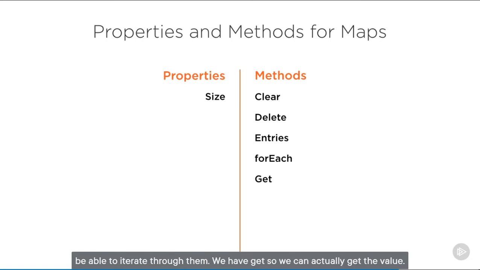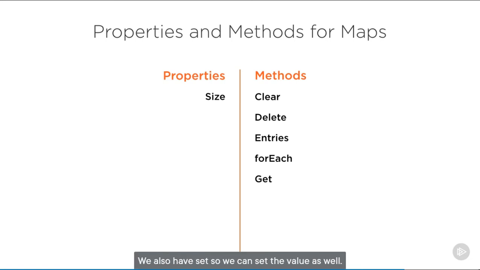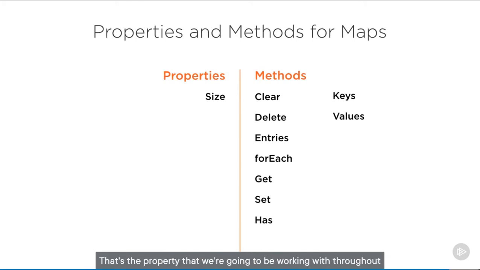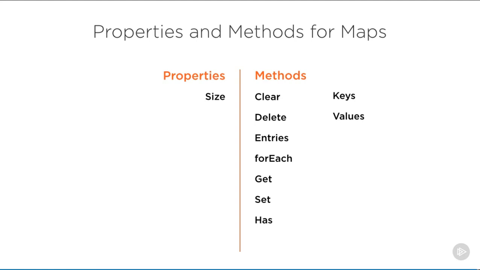We have get, so we can actually get the value. We also have set, so we can set the value as well. We can check to see if a map has a certain value. We can also access the keys. If we want to just get all the keys for all the entries, we can go in and just access the keys, and we can access the values. That's the property and the different methods that we're going to be working with throughout the section. So I just wanted to make sure that we were clear on the different methods available when you're working with maps.